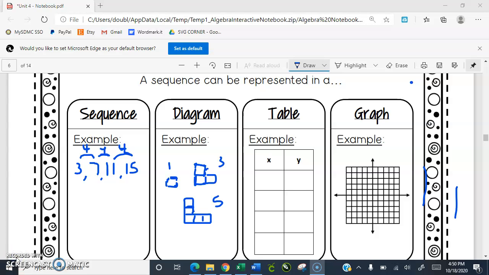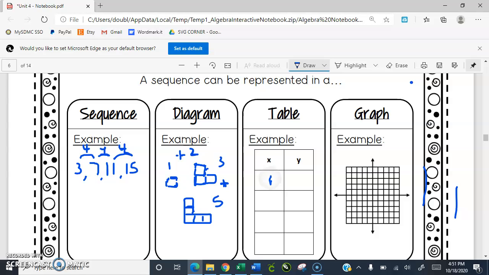All right, the next sequence, as you can see, is blocks. So we start with one block, and then we add 2. So we're adding 2 blocks every time. You add 2, it gives us 3 blocks. We add 2 to the 3 blocks, and it gives us 5 blocks, and so on and so forth.